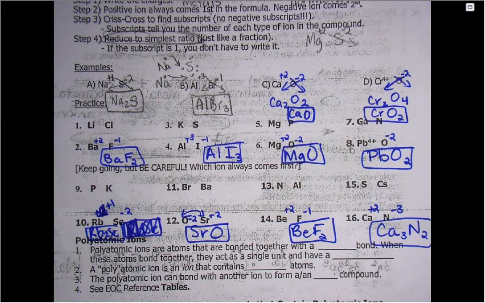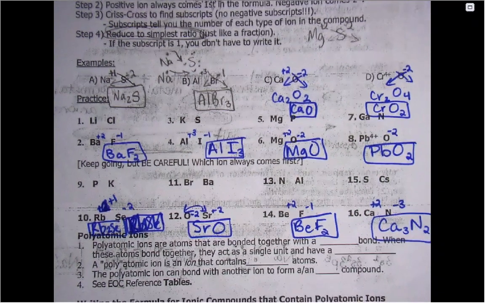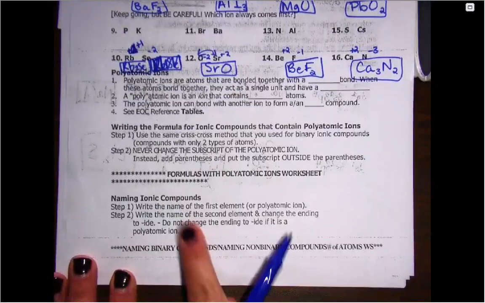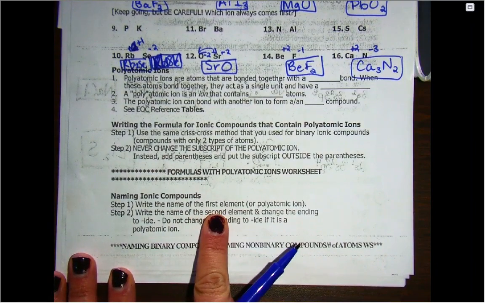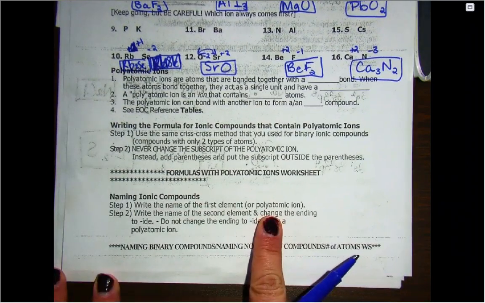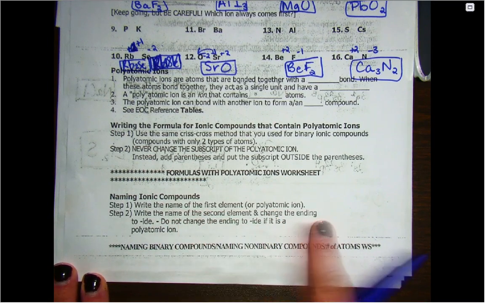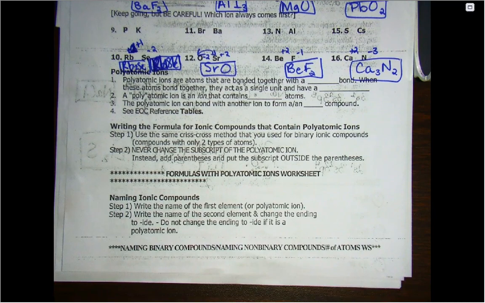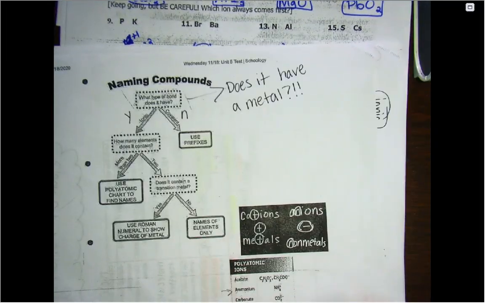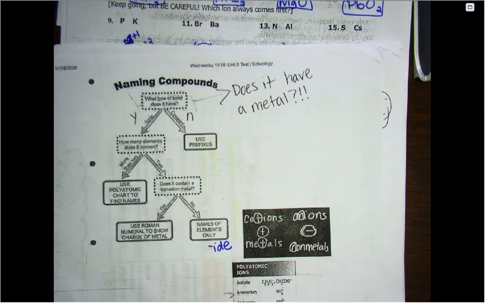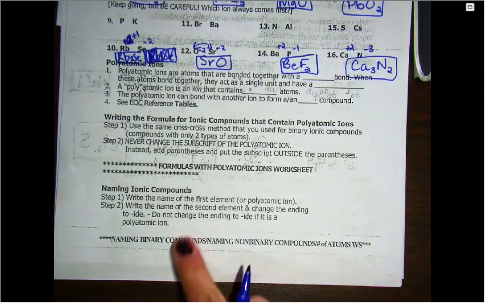All right, what I'm going to point your attention to real quick, down at the very bottom of this page, it says naming your ionic compounds. Naming your ionic compounds consists of writing the name of the first element, or polyatomic ion. Again, don't worry about that because we haven't learned about that yet. But you're going to name your first element, write the second element, and change the ending to "ide." Now this is on your little flow chart. So if you ever don't know, you're just saying names of the elements only, and you're ending in "ide." Okay? So that's what it says in your notes.